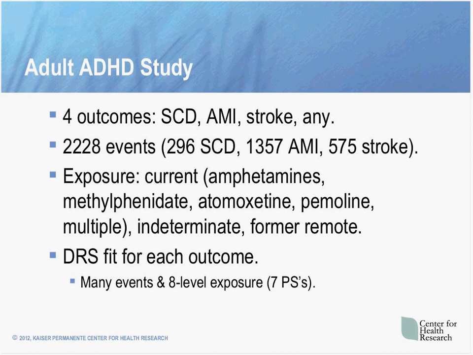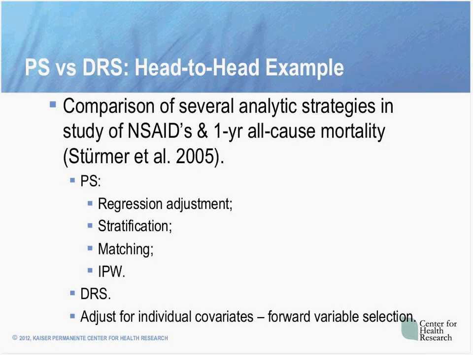Again, same outcomes, but in the adult study, we had a lot more events. We had over 2,000 events. And what it gave us the latitude to do was to look at medications in much greater detail. And we had multi-level exposure. And so what we decided to do there was to use a risk score, where we compute it separately for each outcome. But again, with multi-level exposure, you'd have to compute 7 propensity scores. So we decided to go with the risk score in that particular setting. Again, that is kind of the reason for one approach versus another here.